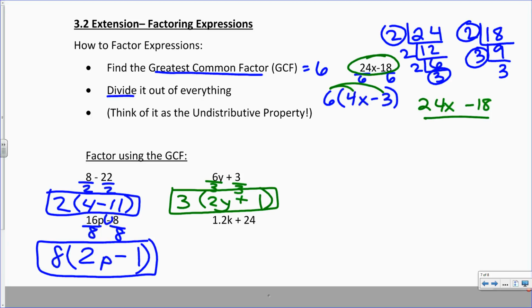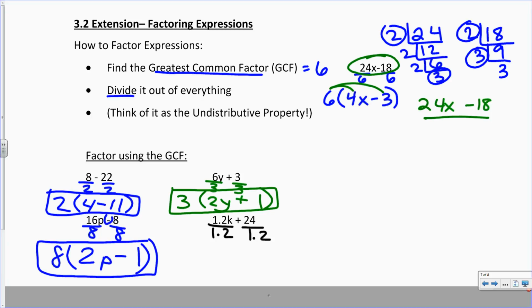It's okay that I have decimals. I'm going to go ahead and factor out. It says 1.2k plus 24. In this case, I want to get my variable alone. So I want to factor out the coefficient of the variable, which in this case is 1.2. So I'm going to divide each of these by 1.2.